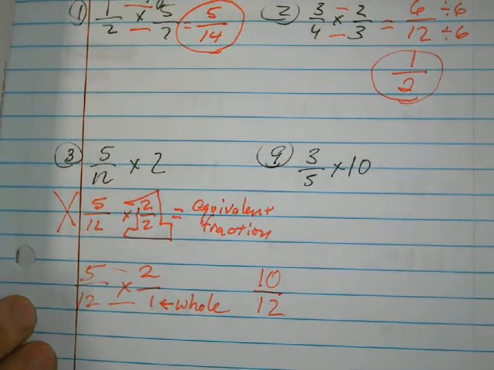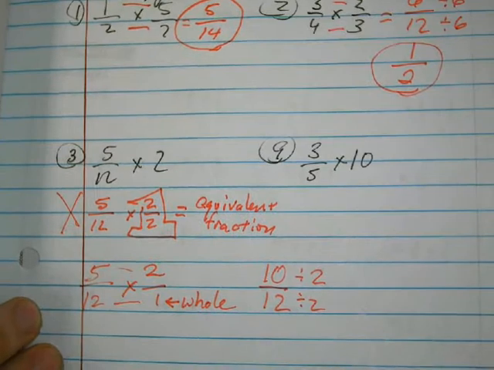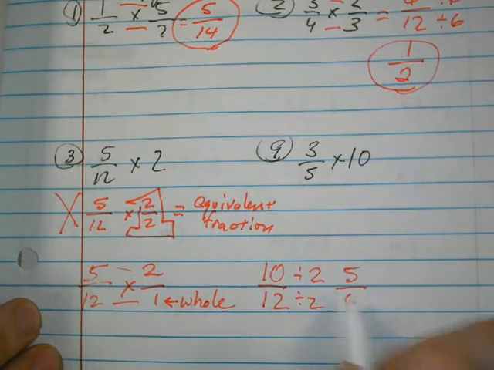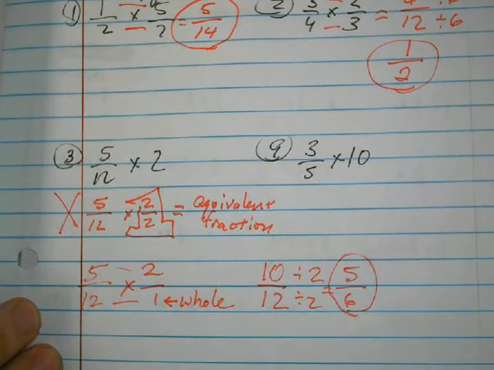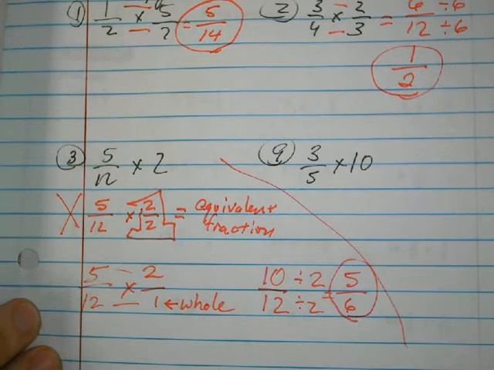And of course, with every single fraction operation, I'm always thinking I need to simplify that. 10 and 12 are both divisible by 2. 5, 6. Boom. There we go. Alright, now you try number 9. Remember to change it and hit play to see if you did it correctly.